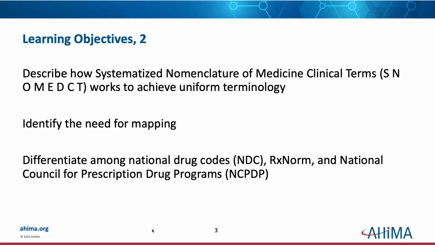We'll look at the need for data mapping. We'll look at NDCs, which are National Drug Codes, RxNorm, and the National Council for Prescription Drug Programs, also known as NCPDP.